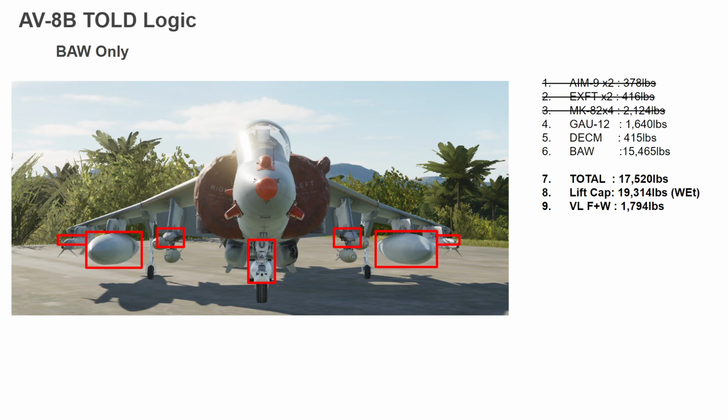So it knows its total weight on return is 17,520 pounds. It knows that its lift capacity is 19,314 pounds wet. It then takes the total return weight off from the lifting capacity, and it gives you your fuel plus water weight of 1,794 pounds. So the important thing to remember here is this does not include the hidden items such as the LAU-7s and the ditters.